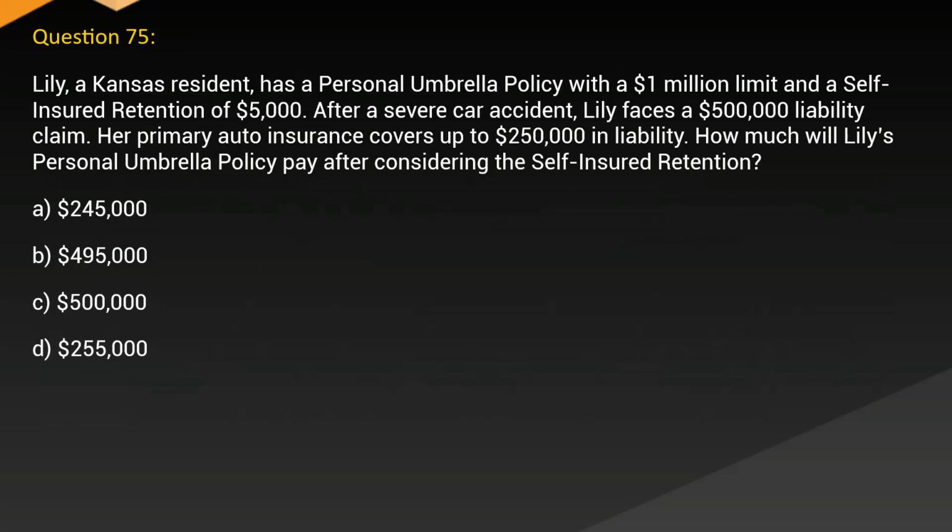Question 75. Lily, a Kansas resident, has a personal umbrella policy with a $1 million limit and a self-insured retention of $5,000. After a severe car accident, Lily faces a $500,000 liability claim. Her primary auto insurance covers up to $250,000 in liability. How much will Lily's personal umbrella policy pay after considering the self-insured retention?